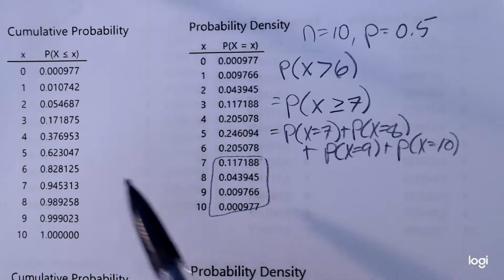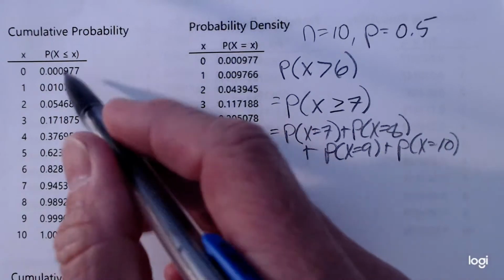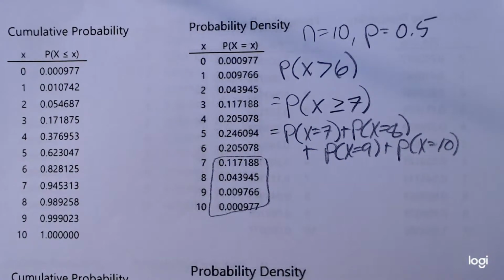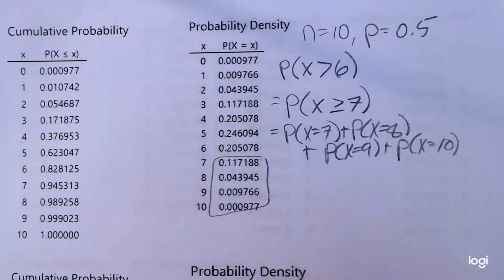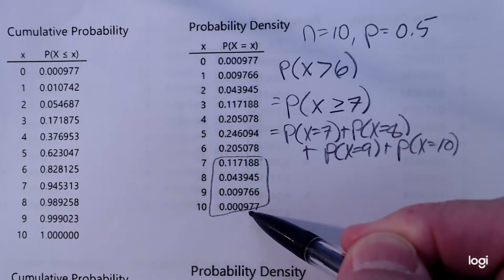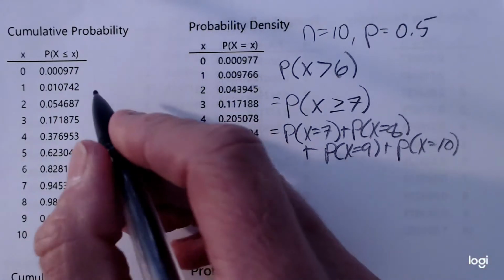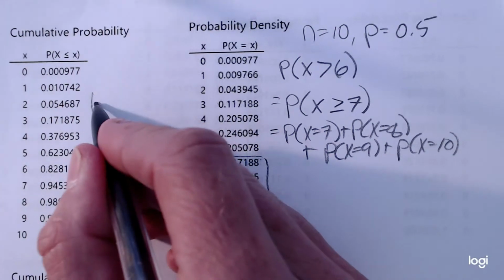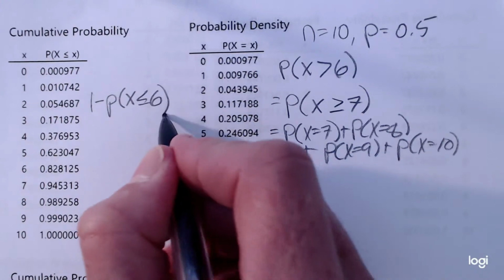Or jumping over to the cumulative probability distribution table, I could recognize the fact that all of these have to sum to 1, so I could take out the piece I don't want. In other words, this is going to be equal to 1 minus the probability X is less than or equal to 6.